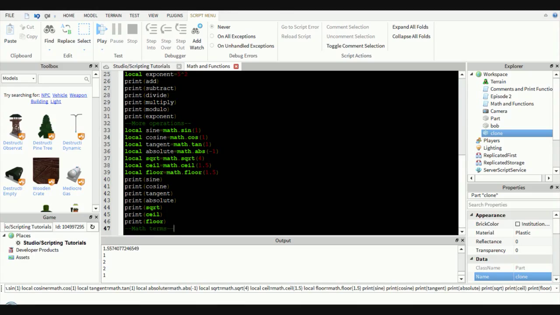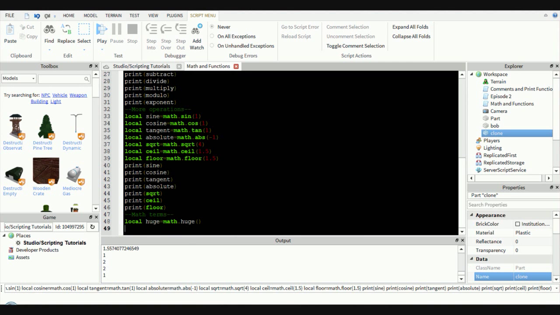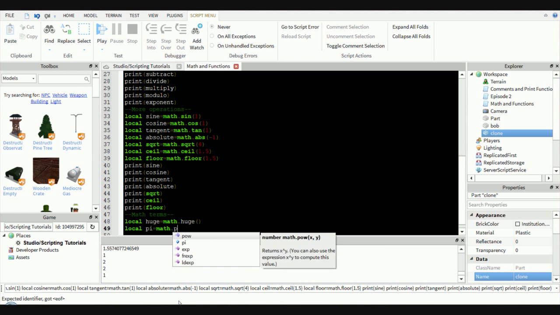The basic math terms are math.pi and math.huge. Math.huge is basically infinity, and then there's math.random, where you get a random number from the minimum to the maximum you can get. So let's put those right there. Local huge equals math.huge, and there are no parameters. You just put that, and then there's also math.pi: local pi equals math.pi.